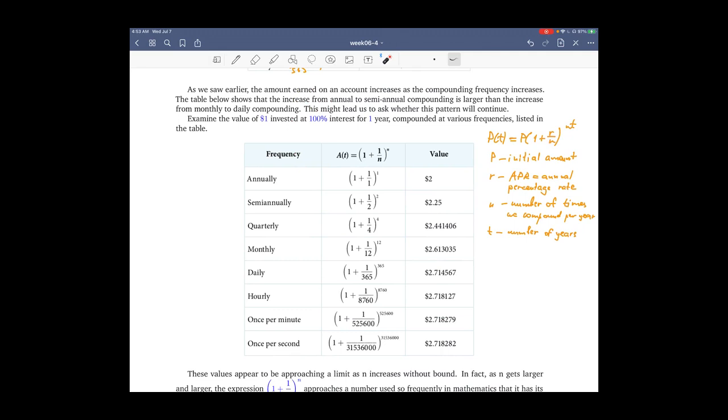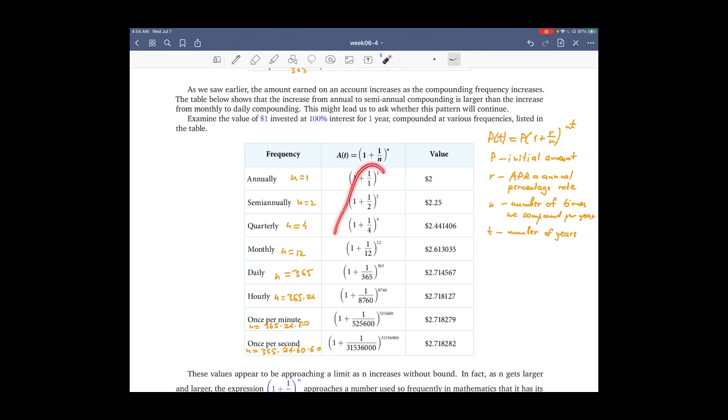N is the number of times we compound per year. Annually means N is 1, semi-annually means N is 2, quarterly means N is 4, monthly means N is 12, daily means N is 365, hourly means N is 365 times 24, once per minute means N is 365 times 24 times 60, and once per second means N is 365 times 24 times 60 times 60.